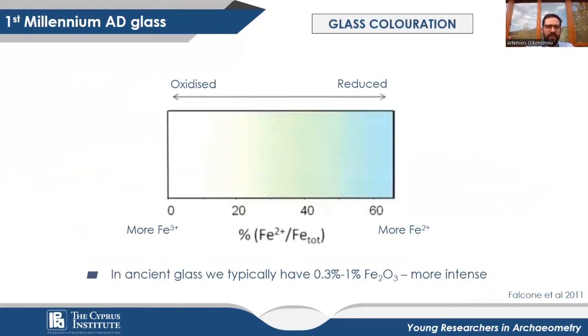This is a nice graph showing the effect of the two different states of iron. When the oxidized iron, the iron +3, prevails in the glass, then we have the more, let's say, yellowish, typically colorless glass. And the opposite happens when iron +2 is more in the glass, then we get more green, blue, and aqua blue hues.